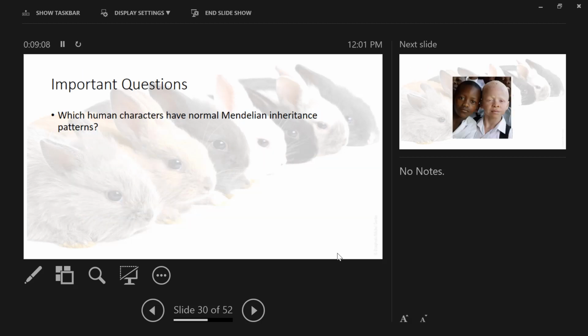All right, so which human characters have normal Mendelian inheritance? And this is not an exhaustive suite of all of the characters that behave according to normal Mendelian inheritance patterns, but it's just a few.